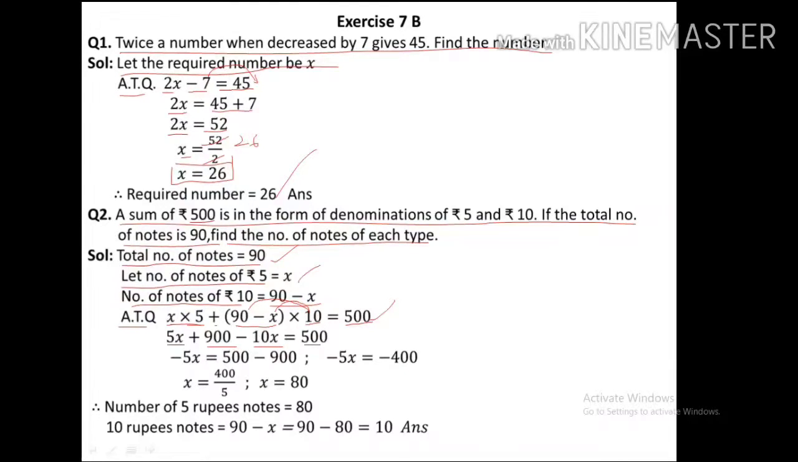Now here we transfer this 900 to the right hand side. After that it will come here 5x and minus 10x. When we solve, it will come minus 5x equals 500, and this 900, when we transfer to the right hand side, it will come minus 900. So 500 minus 900, when we solve, it will come minus 400. So next step we will write minus 5x equals minus 400. Here minus sign and here minus sign are cancelled. Now the value of x equals 400 upon 5.